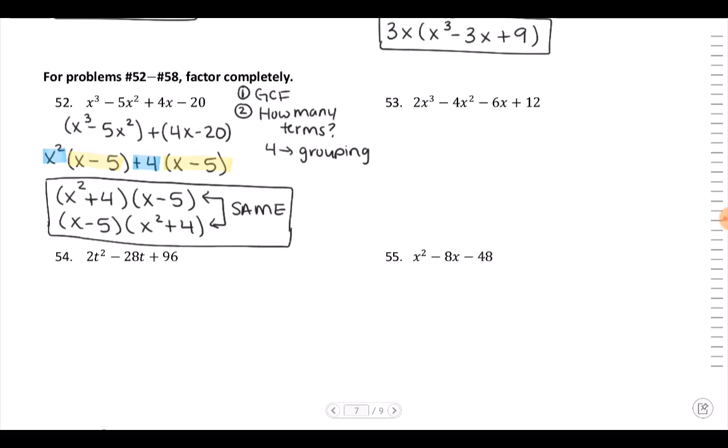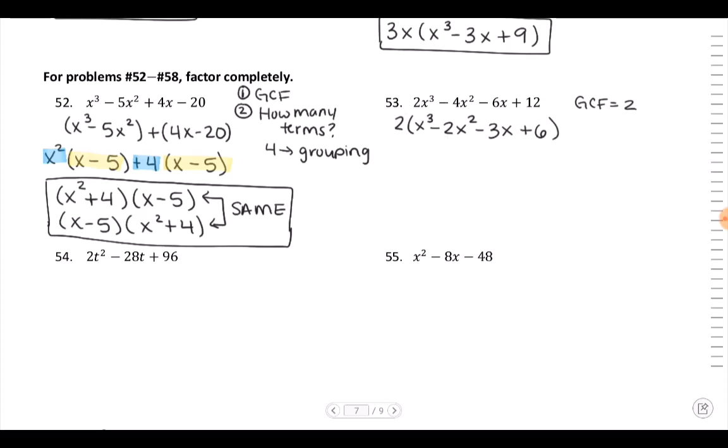Okay. On number 53, I'm looking for a GCF first, always. And I do notice that they are all divisible by 2. So there is a GCF. I'm going to start by factoring that out. If I factor out the 2, this leaves me with x cubed minus 2x squared minus 3x plus 6. Did I get that correct? 4 divided by 2 is 2, 6 divided by 2 is 3, 12. Okay, yeah, that looks good.